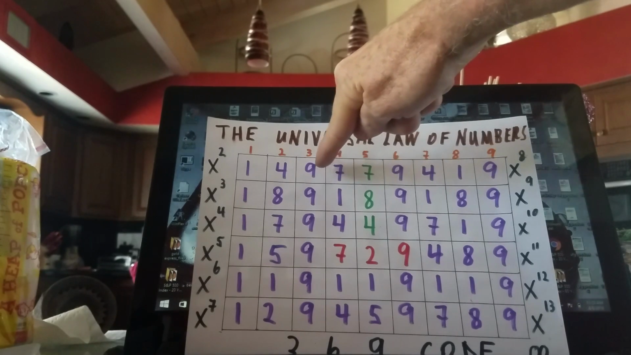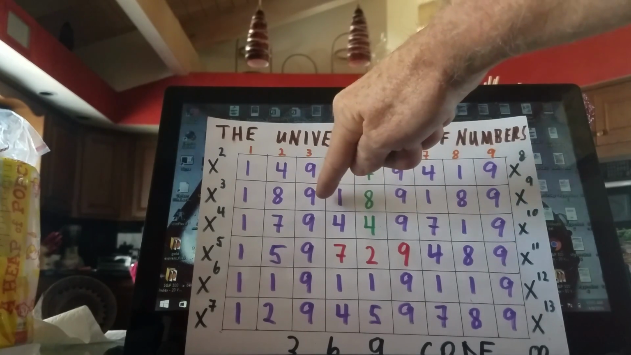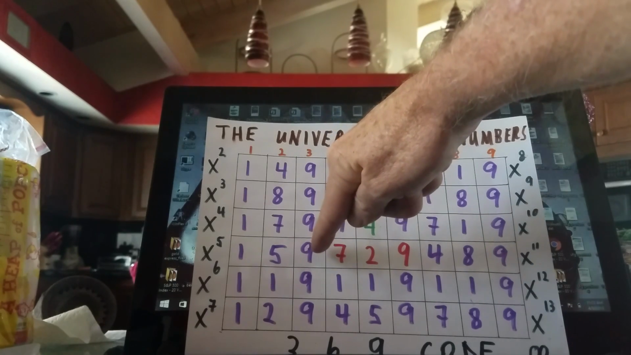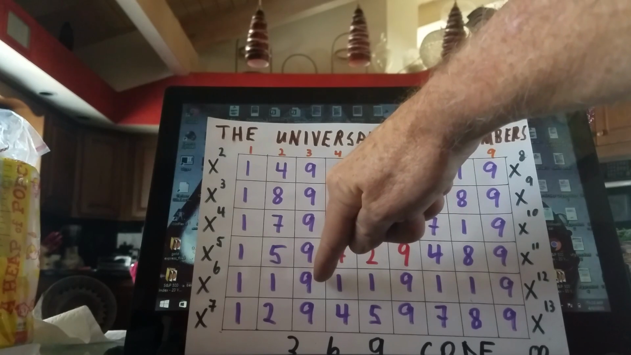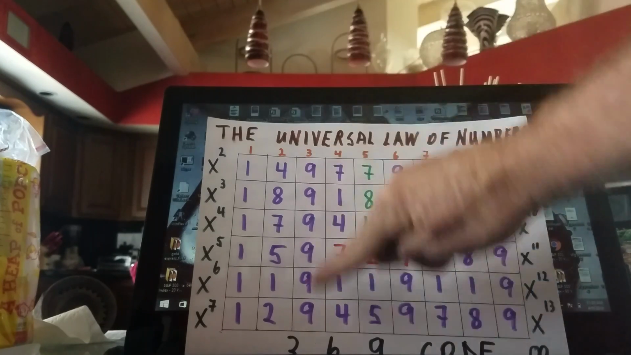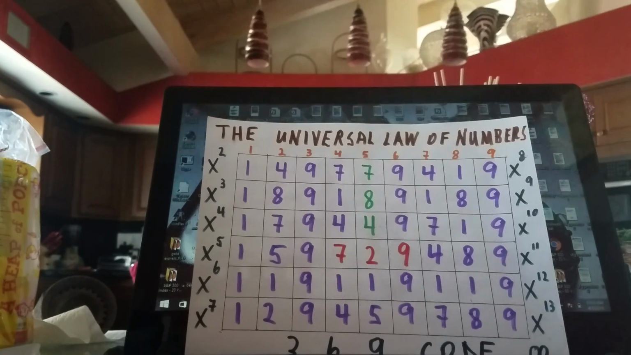If we do it with the 3's, 3 times 3 is 9, times 3 is 27, times 3 is 81, times 3 is 243, times 3 is 729, times 3 is 2187, times 3 is 6561. So the 3's are revolving like that. And when it's doing that, they're giving us the codes.